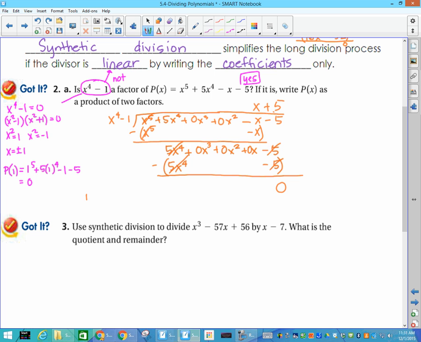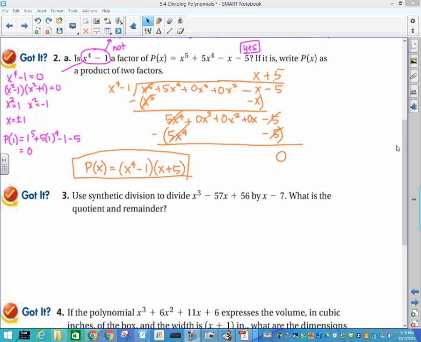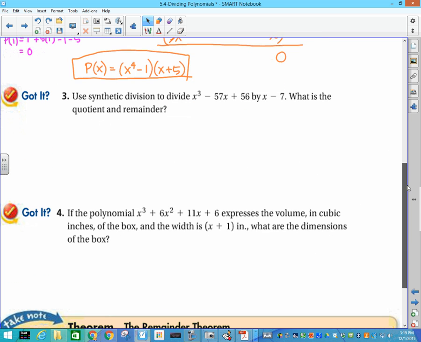So to write p of x as a product of two factors, then p of x equals one factor is x to the 4th minus 1, and the other factor is x plus 5. So those are our two factors. All right, pause again. Okay, 3 more problems and we will be done with this lesson.